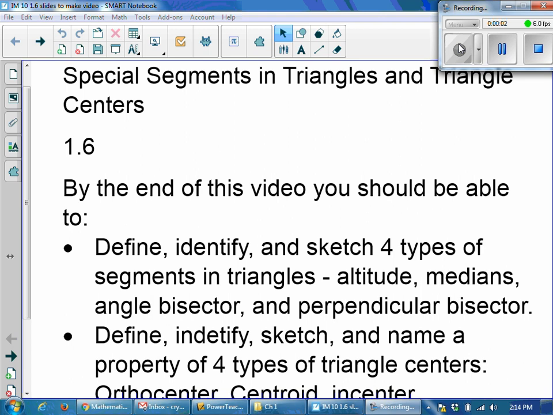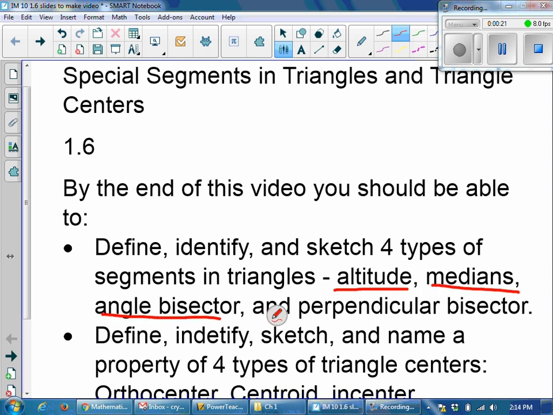Hi guys, today we're going to talk about special segments in triangles. There are going to be four special segments that you're going to want to be able to define, identify, and sketch by the end of today's lesson. Those four segments are called altitude, median, angle bisector, and perpendicular bisector.